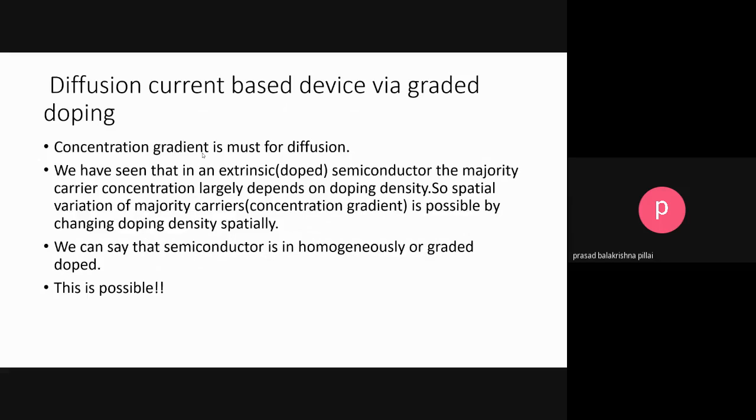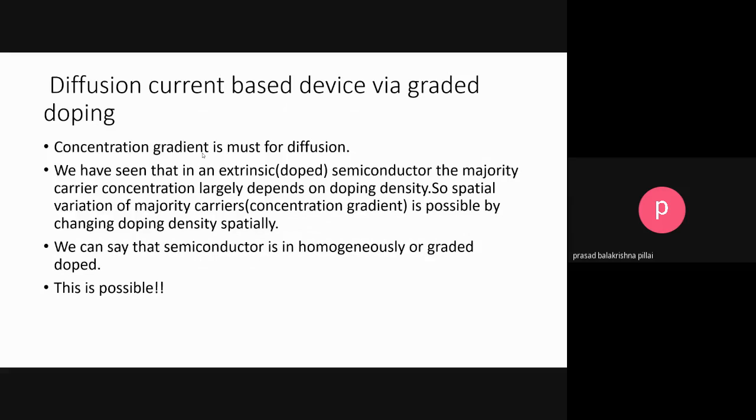As you go from the surface down, in the x direction or y direction, you can have a variation in the majority carrier concentration, because majority carrier concentration is by and large decided by doping, and doping you can vary spatially, from x equal to 0 to some value of x. So the majority carrier concentration, which is decided by doping density, we can change. That means a concentration gradient of charges can be established by changing the doping density spatially. That is what we generally do.